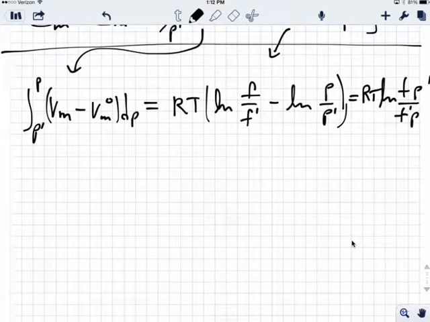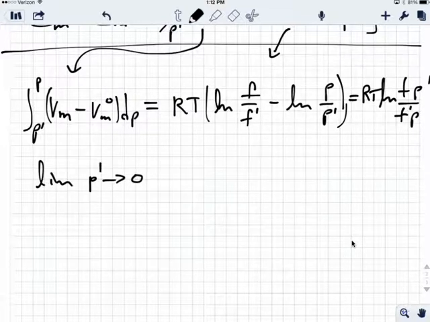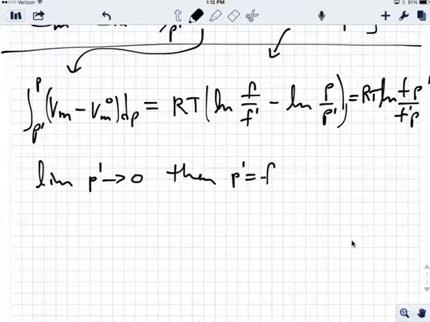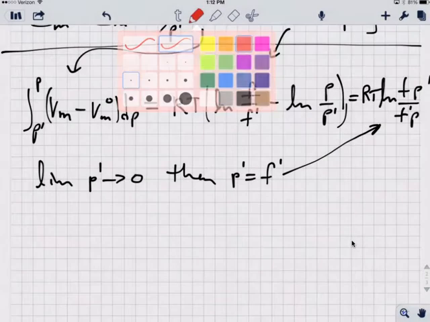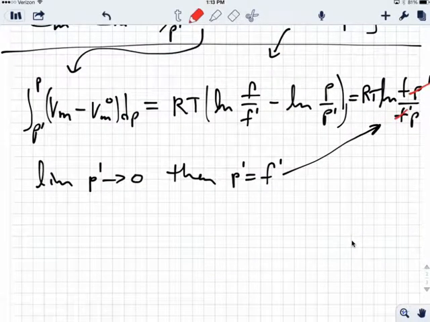Now what we want to do is think about applying some limits, and what we're going to do is say in the limit that P prime goes to 0. If that's the case, then P prime should equal F prime. In other words, the real gas starts to behave like an ideal gas. And if that's the case, notice over here, you'll see the P prime and the F prime can cancel.